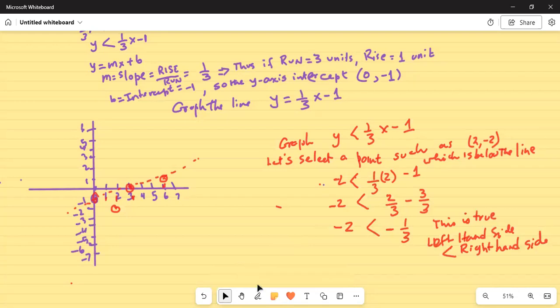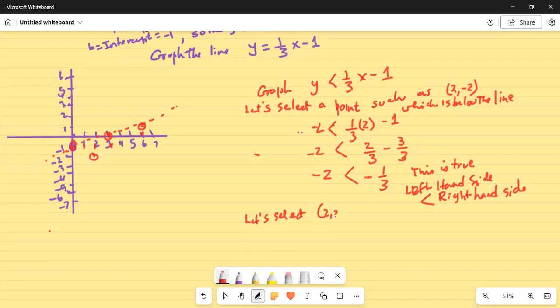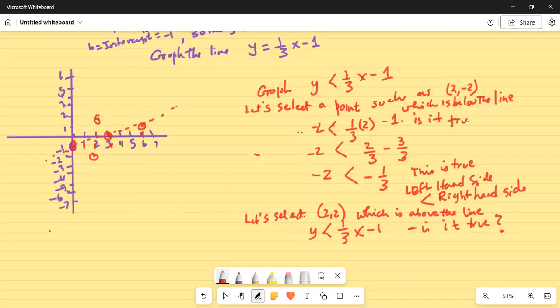Okay, so if I move up, select (2, 2), which is above the line. So why? Because (2, 2) will be over here. Okay. So what do we get? Y, is it true? Y less than 1/3 x minus 1. Is it true in this case?